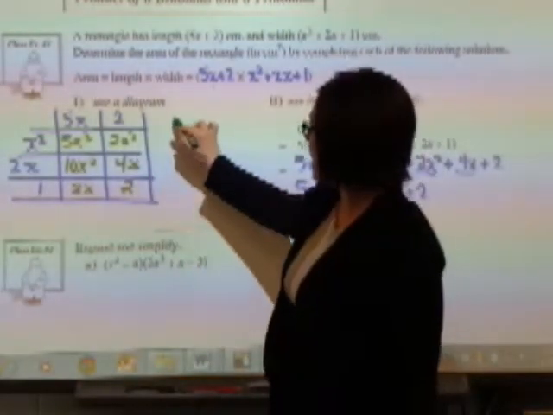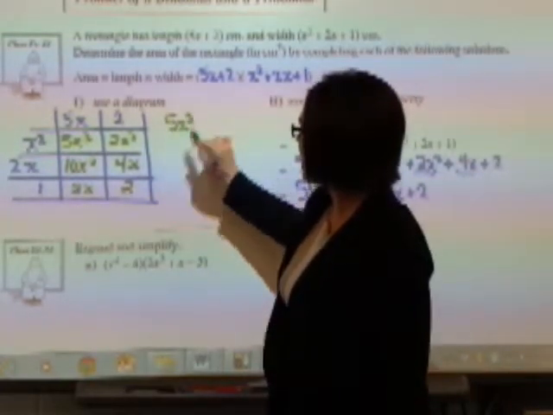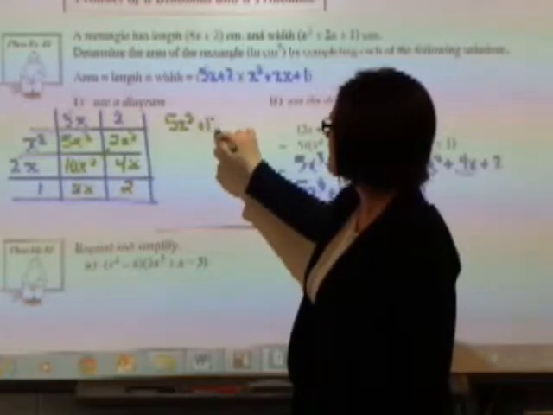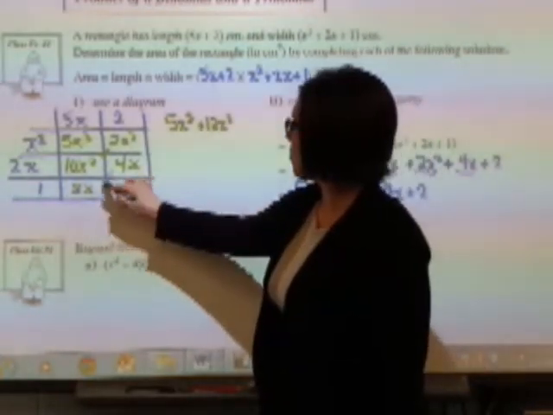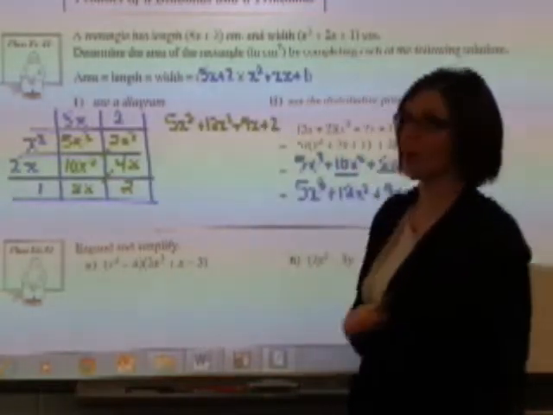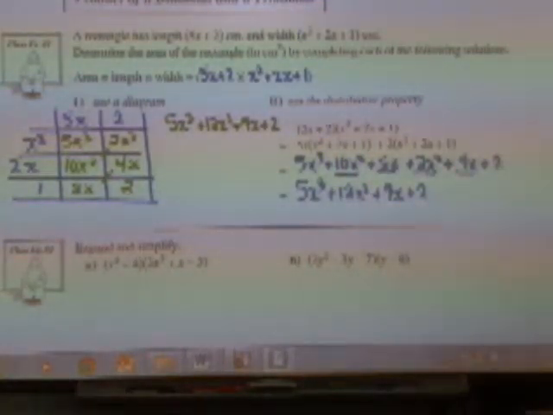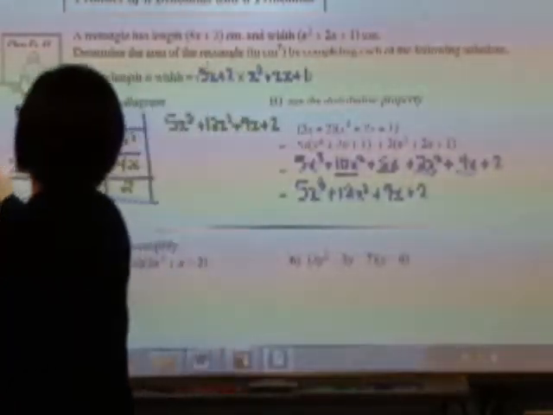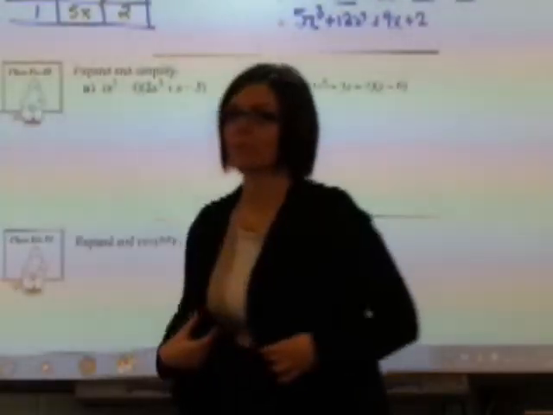Then when I go to combine everything, I've got my 5x cubed. I can combine my x squareds, combine my x's, and then I have my constant. So either method would work, and you would be fine using either way. So we're going to actually use both methods in class example number 2.